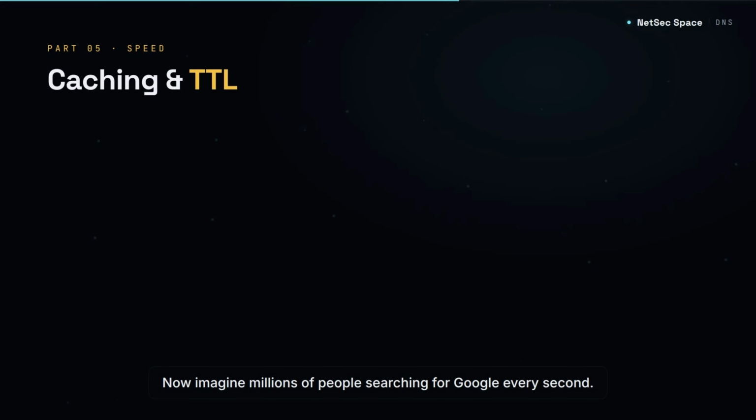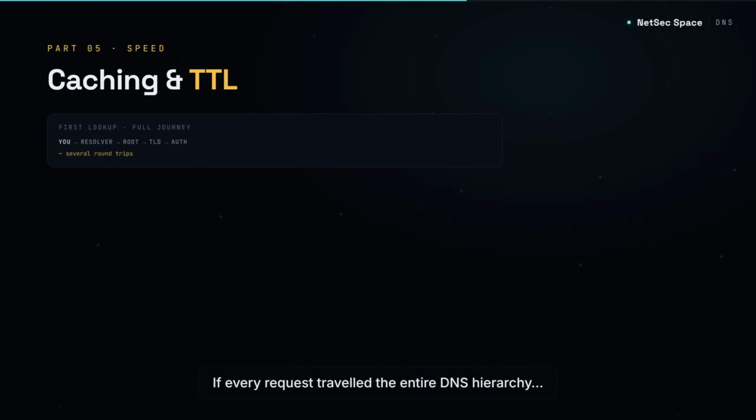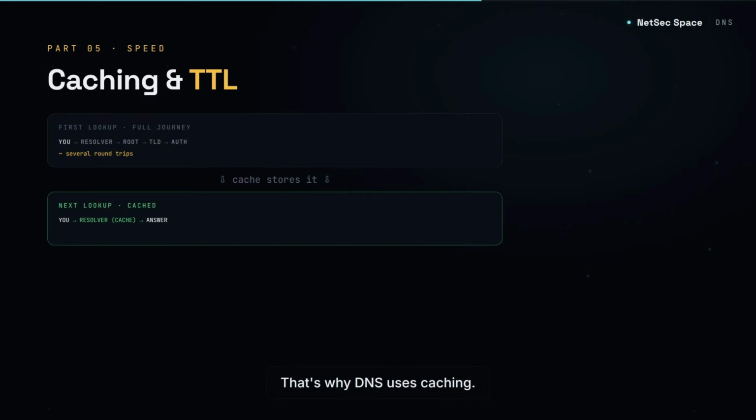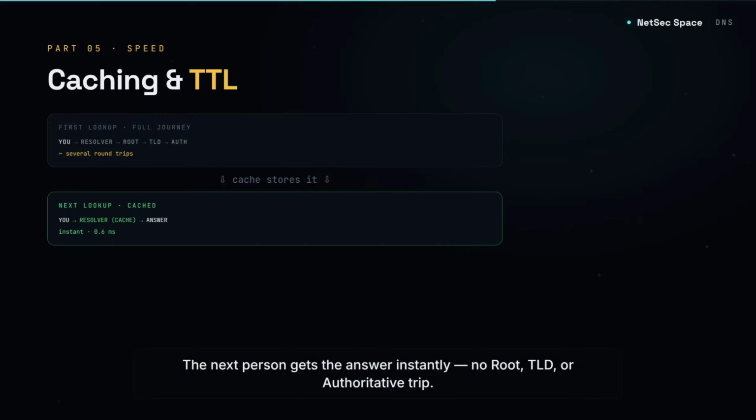Now imagine millions of people searching for Google every second. If every request had to travel through the entire DNS hierarchy, the internet would be incredibly slow. That's why DNS uses caching. After the resolver learns Google's IP address, it temporarily stores it. The next person requesting Google gets the answer immediately, without contacting the root, TLD, or authoritative servers again.